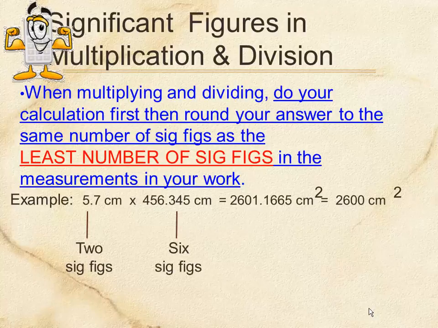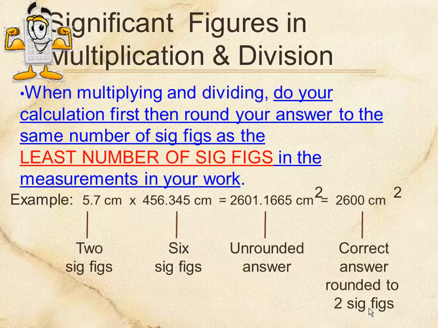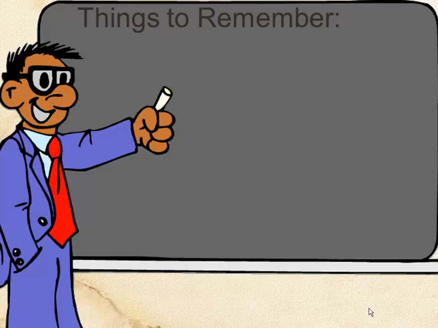The 456.345 has 6 sig figs. This is your unrounded answer. And then for your sig figs, you have to only have 2 significant figures.